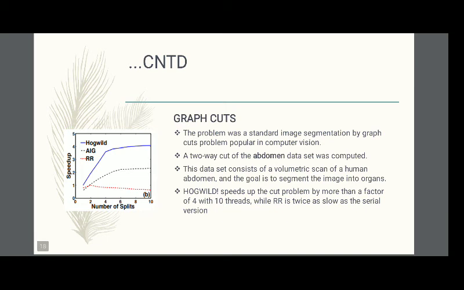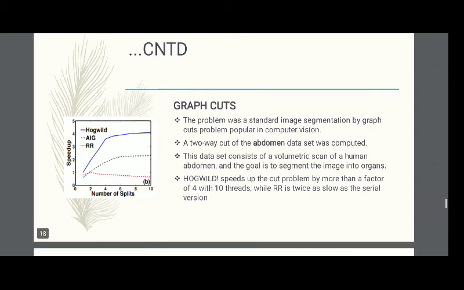Now we look at different problems. The first is graph cuts. The problem was a standard image segmentation by graph cuts problem, popular in computer vision. A two-way cut of the abdomen data set was computed. This data set consists of a volumetric scan of a human abdomen, and the goal is to segment the images into organs. We can see that HOGWILD speeds up the cut problem by more than a factor of 4 with 10 threads, while RR is twice as slow as the serial version.